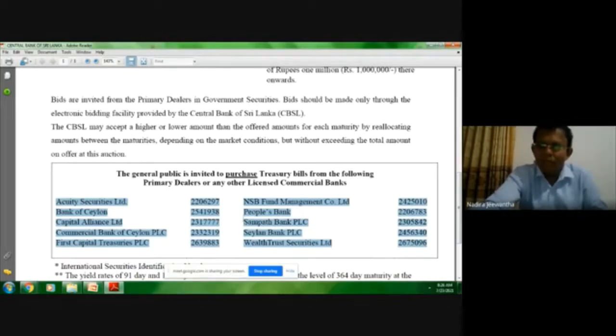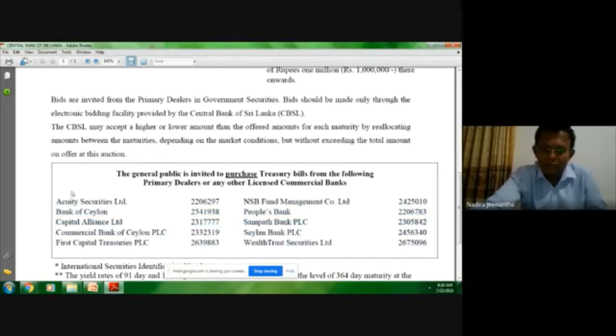Now here these are the people who are primary dealers. Their main business is selling government securities. Other than the banks, the banks have different purposes. Take Bank of Ceylon, a commercial bank, right? The primary dealership is an integral part of this. Their main business is taking deposits and giving loans. But if you take the primary dealer, their main business is selling government securities.